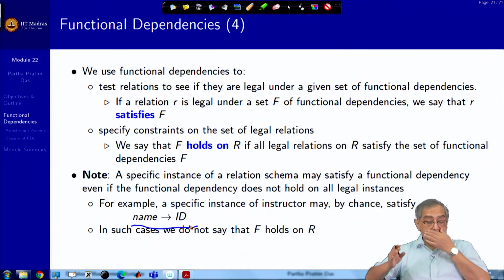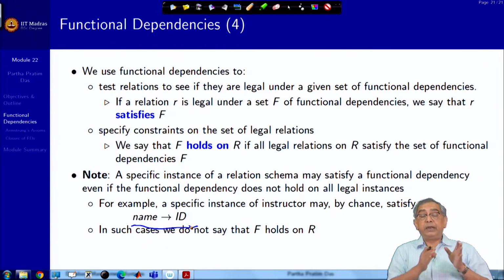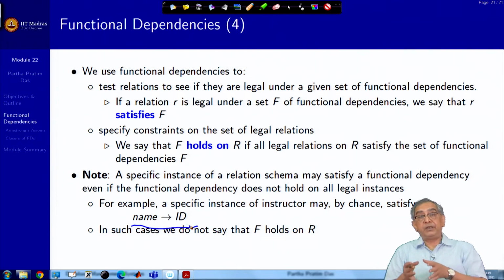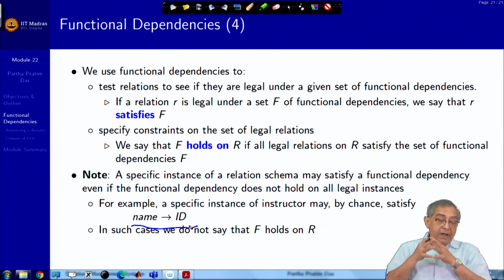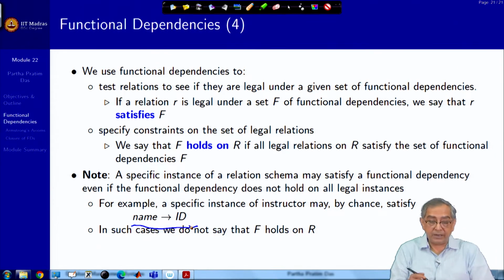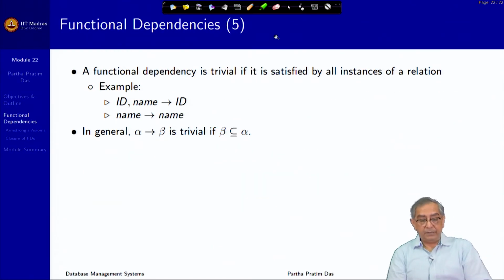So, it may be that in an instance of the instructor table, many a time you will have every instructor with a unique name. That does not mean that you can conclude that name functionally determines ID. It is just a coincidence. To determine that name functionally determines ID, you have to have the assumption that name cannot be duplicate, which is naturally not possible. So, keep this in mind in terms of functional dependencies.